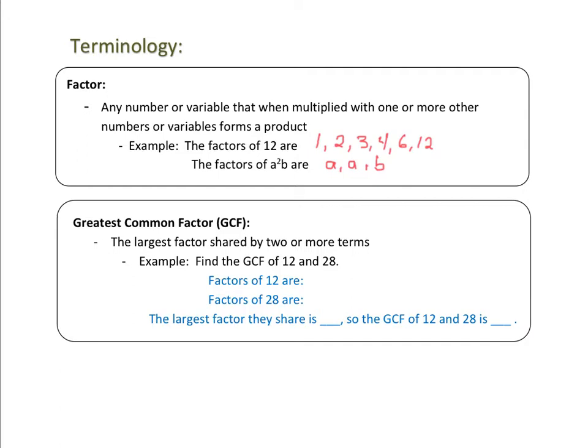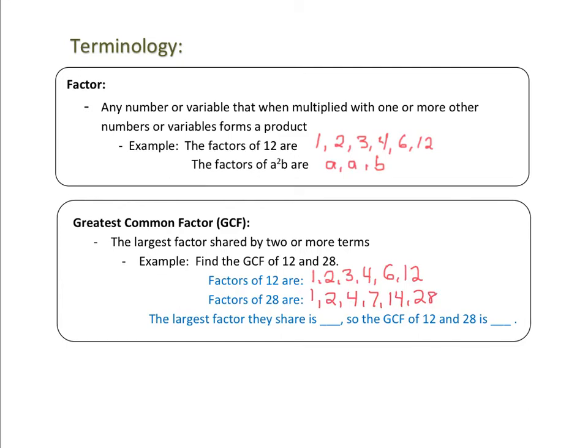The GCF is the largest factor shared by two or more terms. So let's do an example to show this. Find the GCF of 12 and 28. So we need to list all of the factors of 12 and all of the factors of 28. Again, the factors of 12 are 1, 2, 3, 4, 6, and 12. And the factors of 28 are 1, 2, 4, 7, 14, and 28.